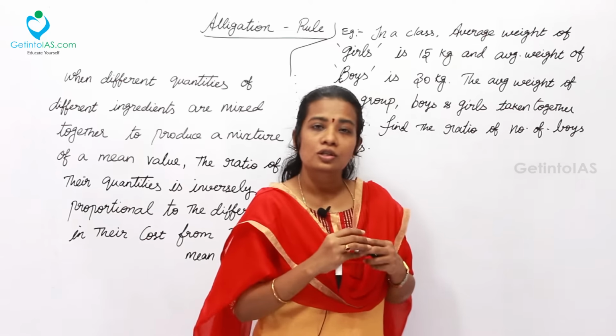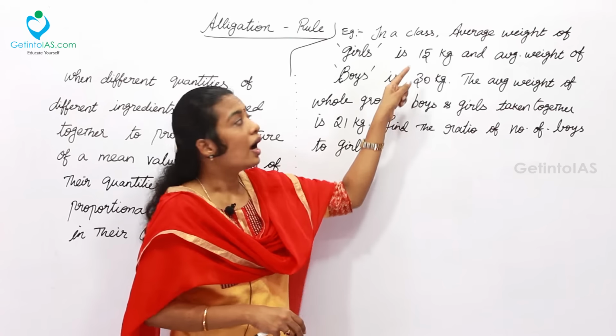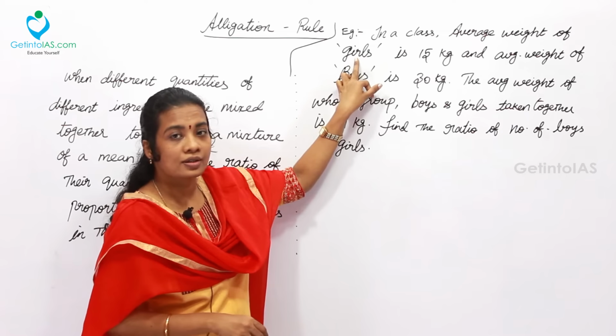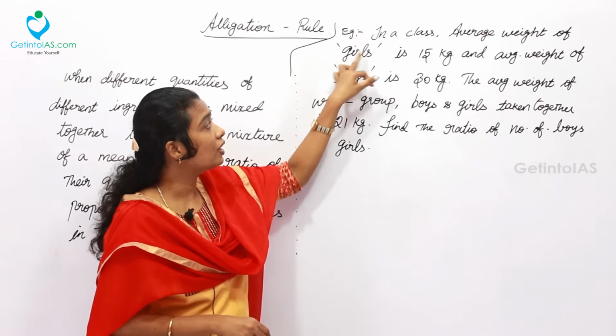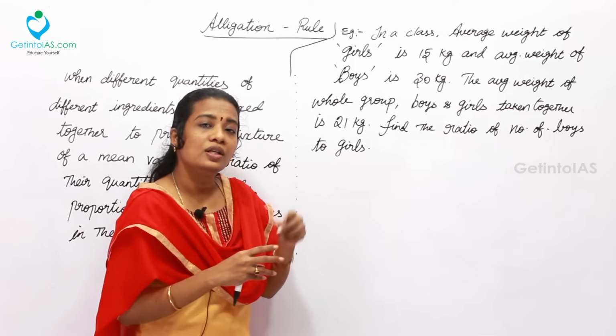Now let's move on to the sum. I have given an example sum here. In a class, the average weight of girls, and note carefully that the number of girls is not even given, overall for the girls, is 15 kg, and the average weight of boys is 30 kg. So each boy weighs 30 kg on average. The average weight of the whole group, boys and girls taken together, the third value given, is 21 kg.